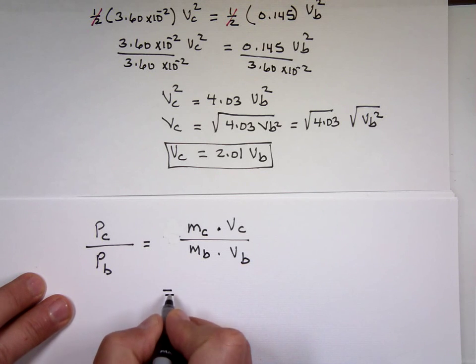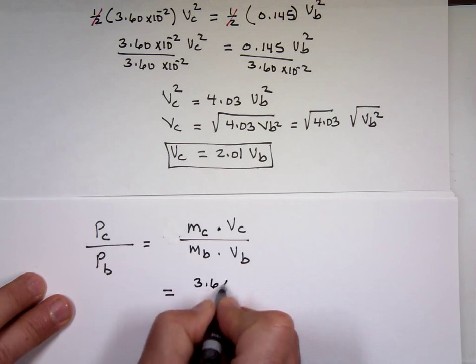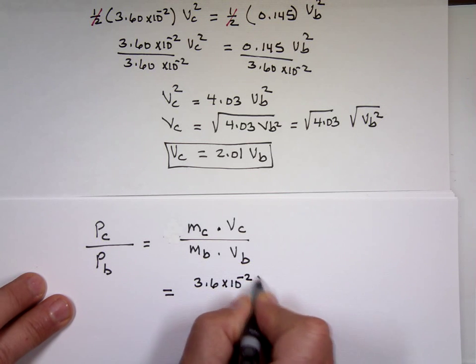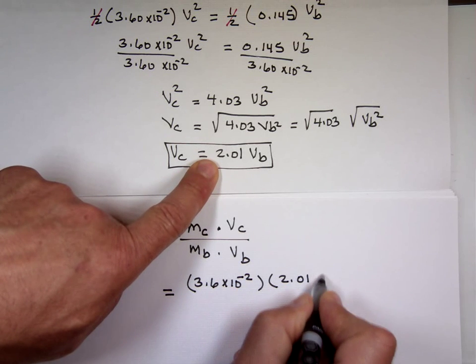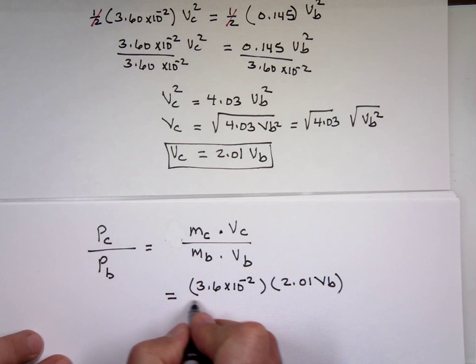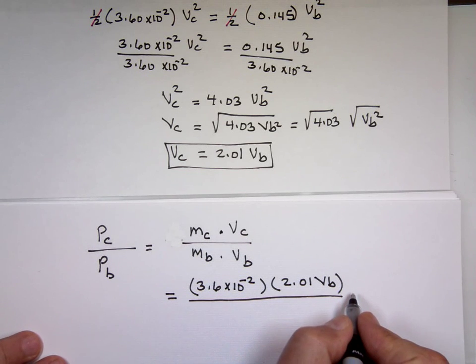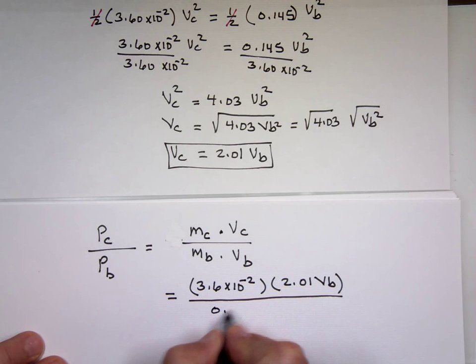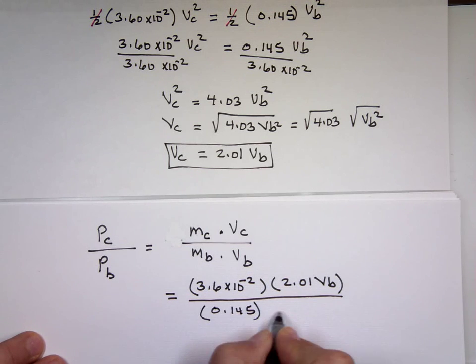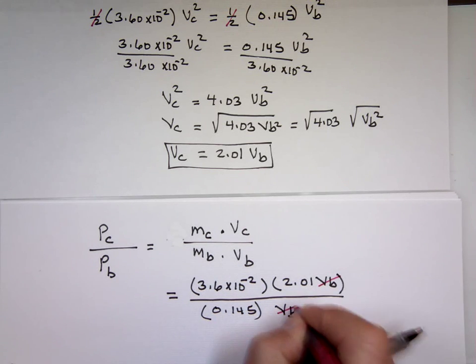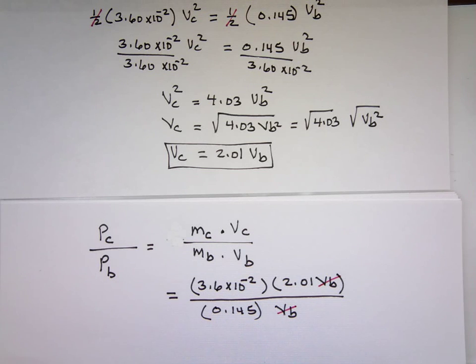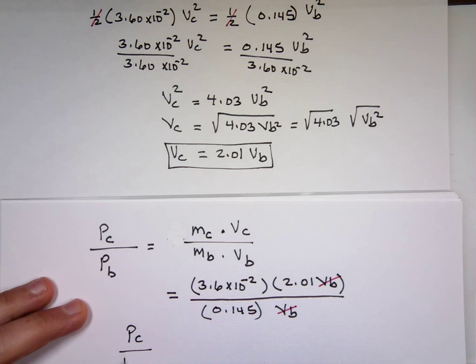Well, the mass of the bird is 3.6 times 10 to the negative 2, and the velocity is VC, which happens to be 2.01 times VB, over 0.145 times the velocity of the baseball, which is VB. And what will happen to the VBs? They will cancel each other out, and we end up with PC to PB equals 0.498.